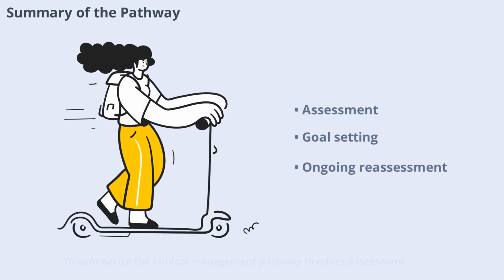To summarize, the clinical management pathway involves assessment, problem identification, goal setting, treatment planning, intervention, outcomes measurement, and ongoing reassessment. Each step is essential for delivering high-quality, evidence-based care to patients with cardiovascular and respiratory disorders.